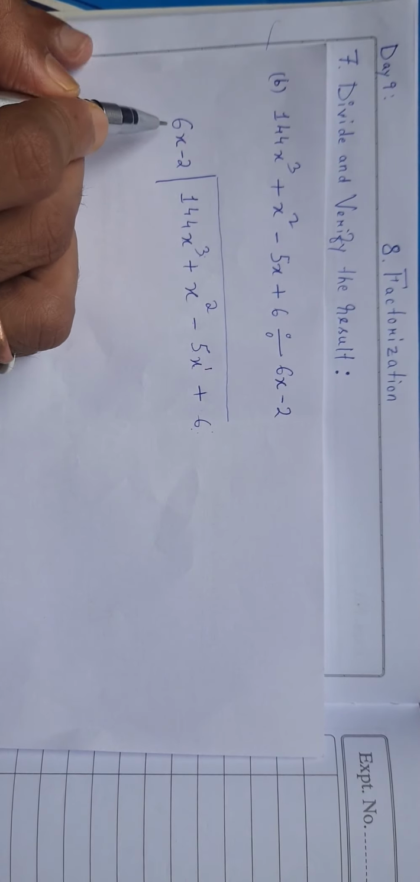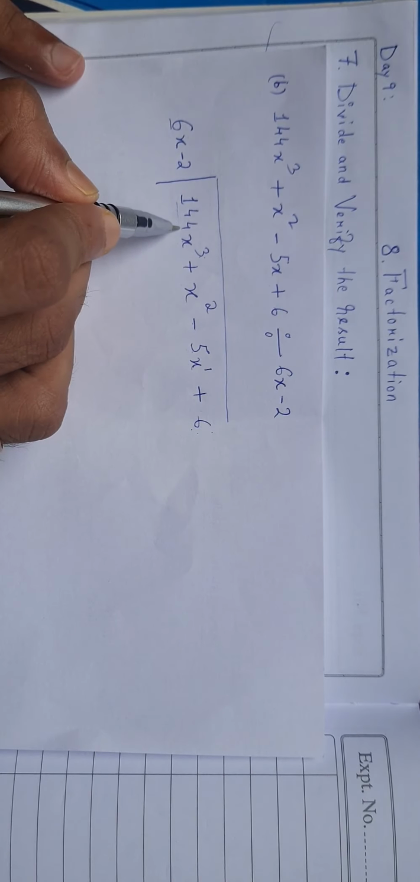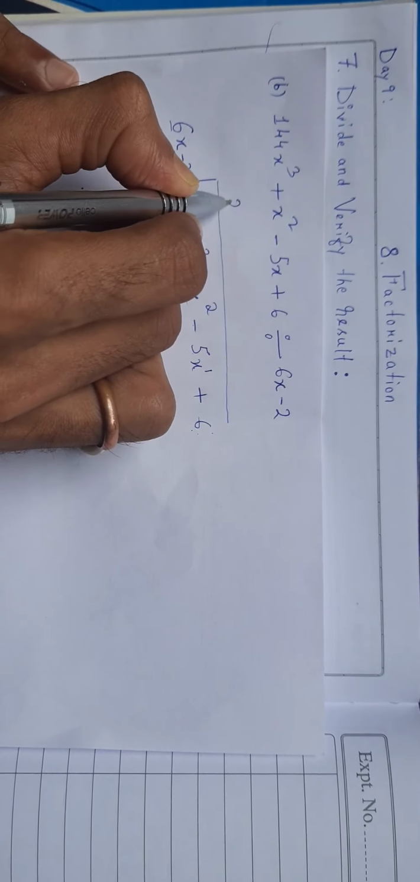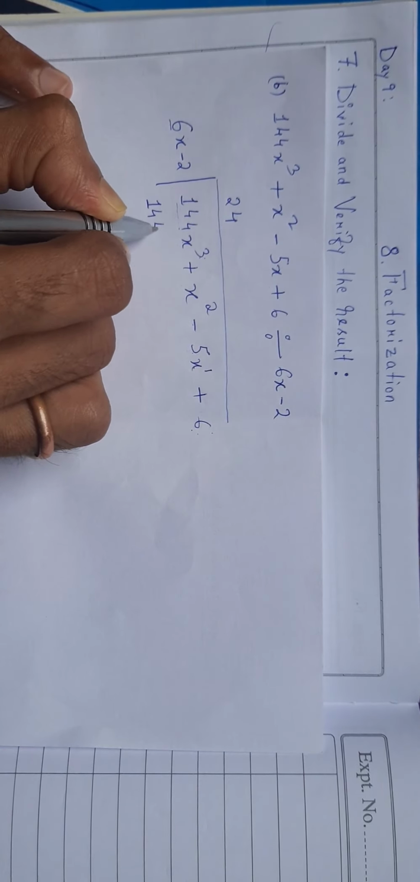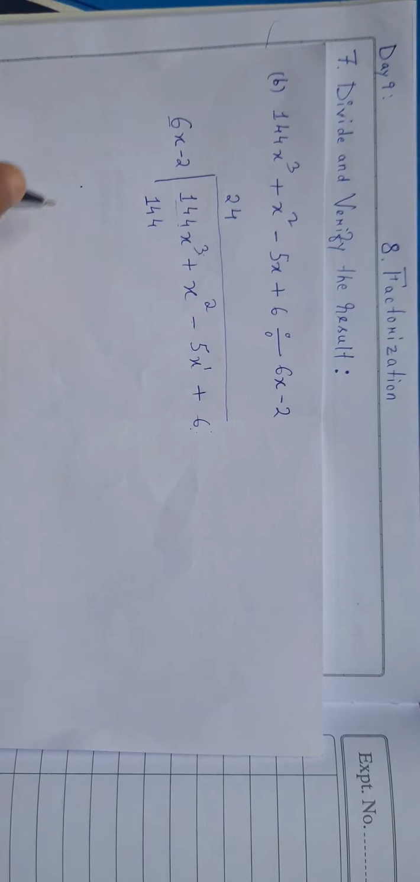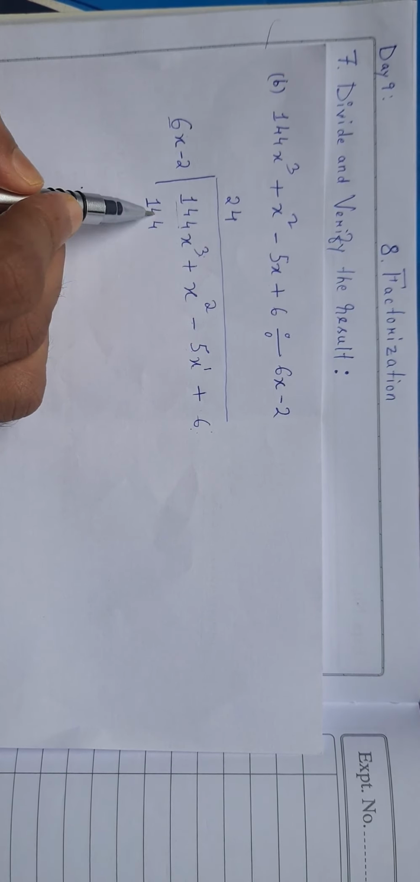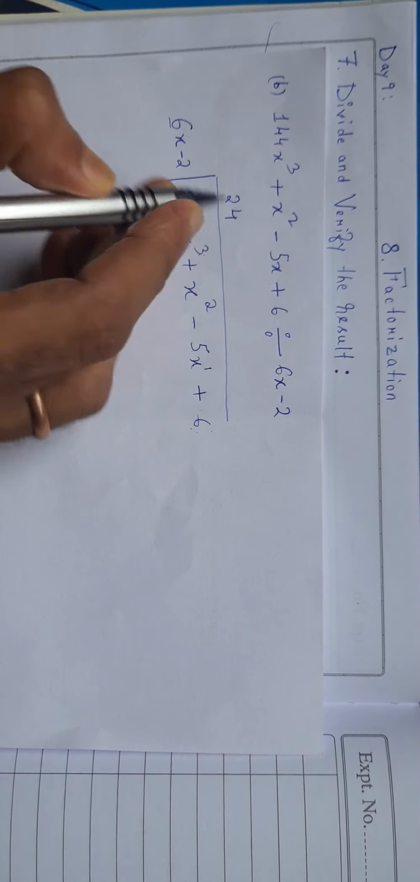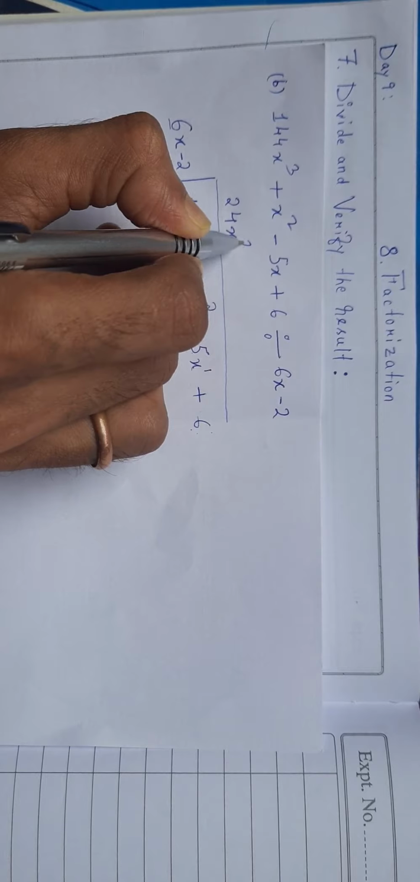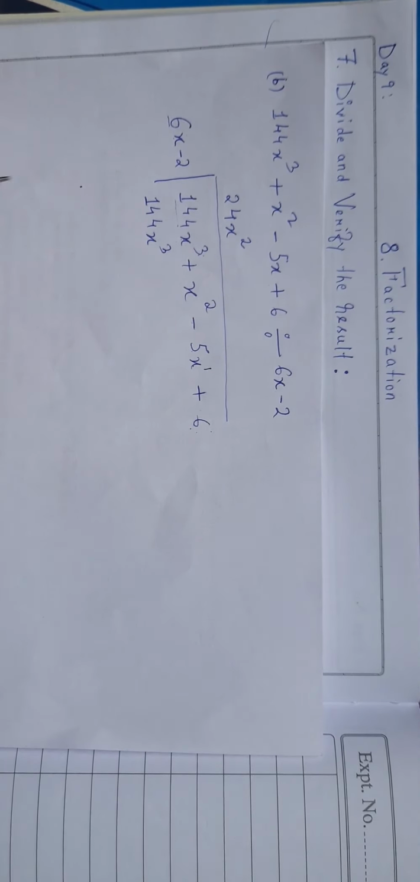Now the first integer number is 6 and here it is 144. So we know 6 into 24 is 144. So we have cancelled the integer part. Now we are left with the variable along with it. So here it is x. So if I multiply x square with x, it will give me x cube.